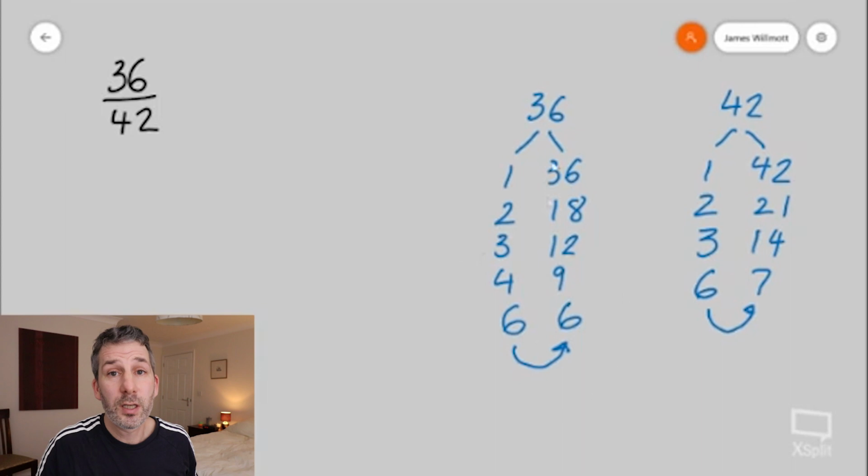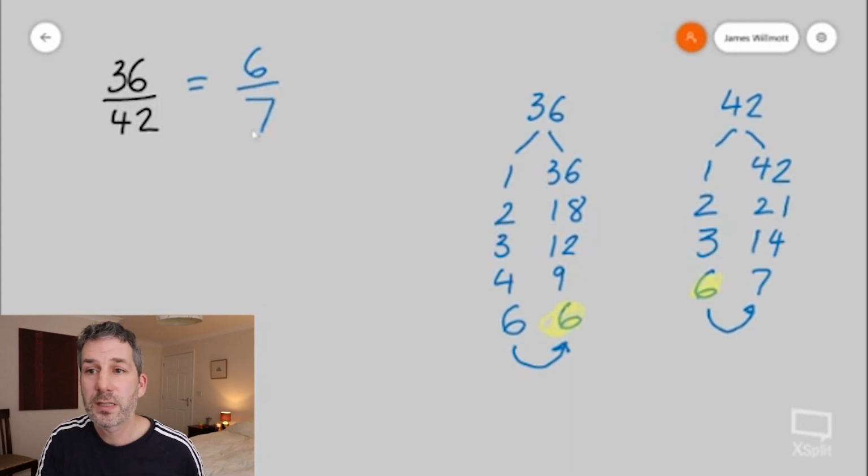Once I've done that, I just look in both of these lists of numbers, and I look for whatever is the highest number that appears in both of them, in the factors of 36 and the factors of 42. And it's a 6, isn't it? 6 is in both of those lists. What that means is that both of those numbers can be divided by 6. 36 can be divided by 6, 42 can be divided by 6. And if we do that, 36 divided by 6 is 6, 42 divided by 6 is 7. Therefore, that fraction simplifies down to 6/7.